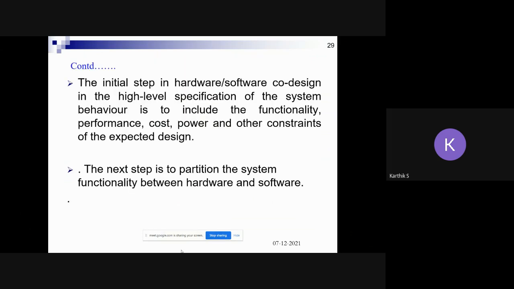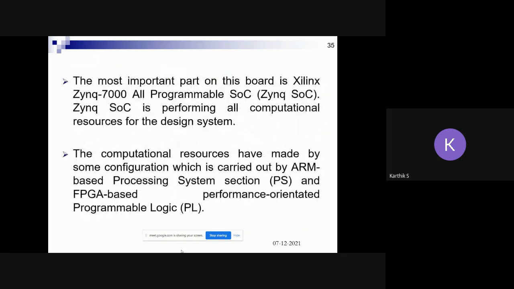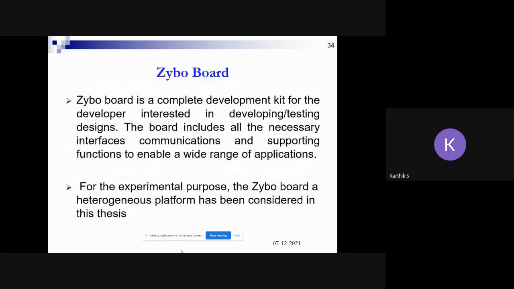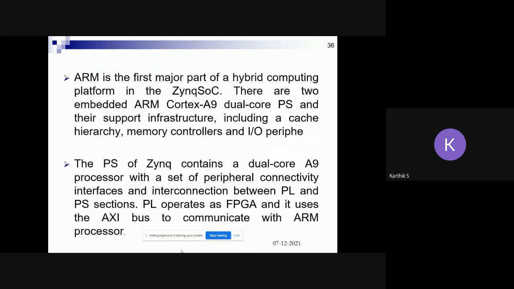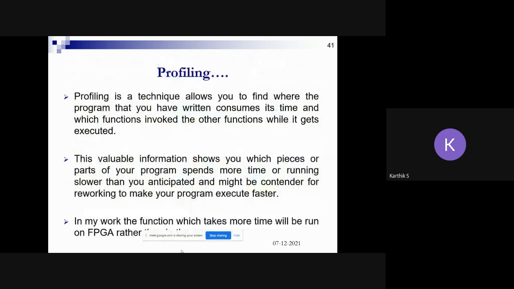The initial step in the hardware software co-design is that first you need to find out which part of your algorithm takes much more time, so that can be mapped into hardware. That technique is called the profiling technique, and this is the board that we are going to use for the entire methodology that we follow. Profiling is a technique which allows you to find which function of a program that you have written consumes more time, and that function can be mapped into the programmable logic part of that particular board.